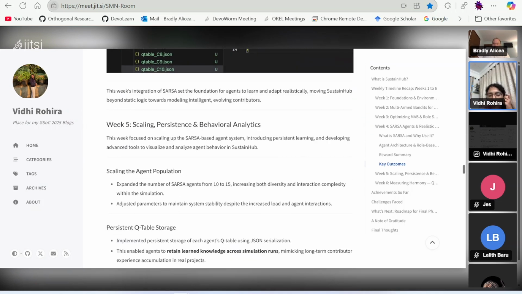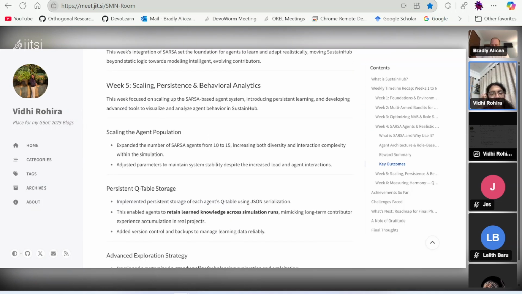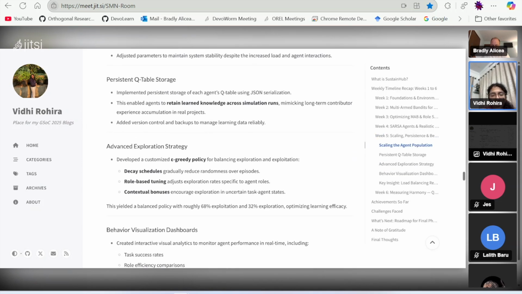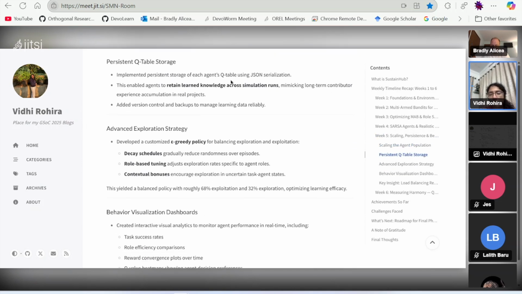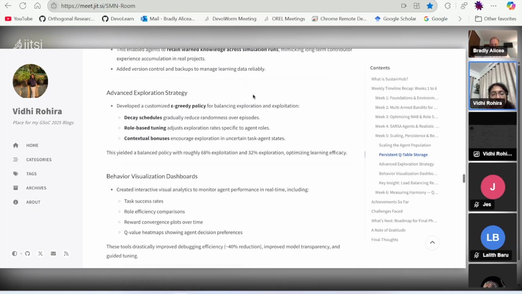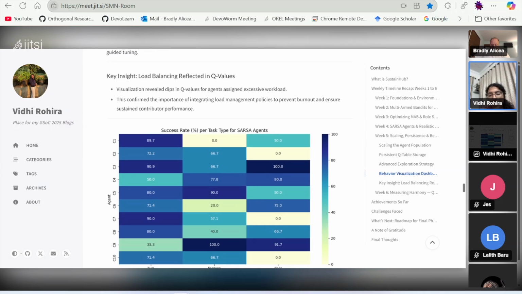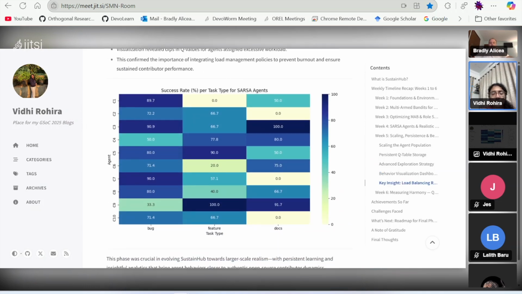Then week 5 was about the scaling and persistence and improving basically what we have done in Salsa. So basically what is going on in the Q table and how we are storing it, the task schedules. Then the graph that I had introduced, which I have been showing since the past few weeks.